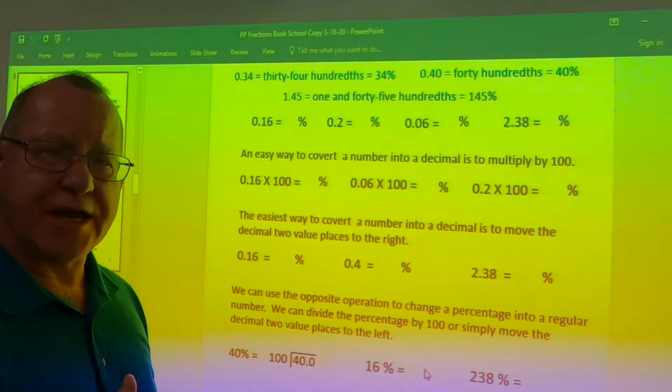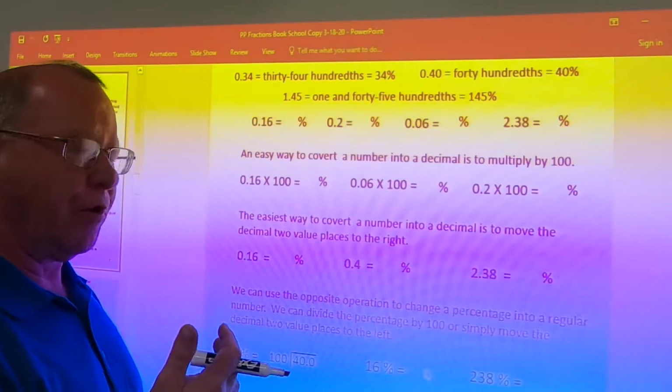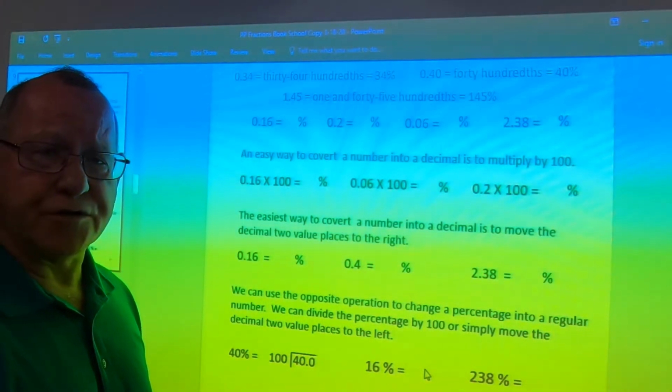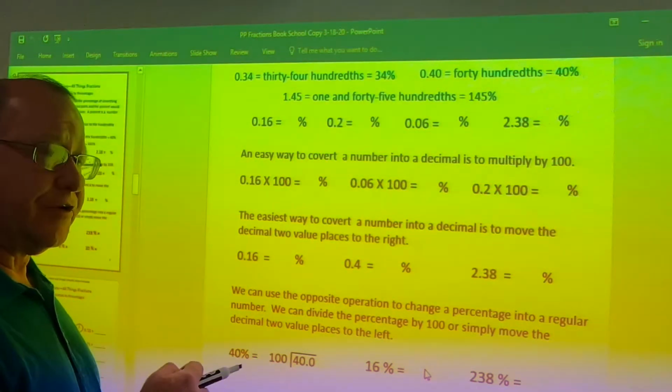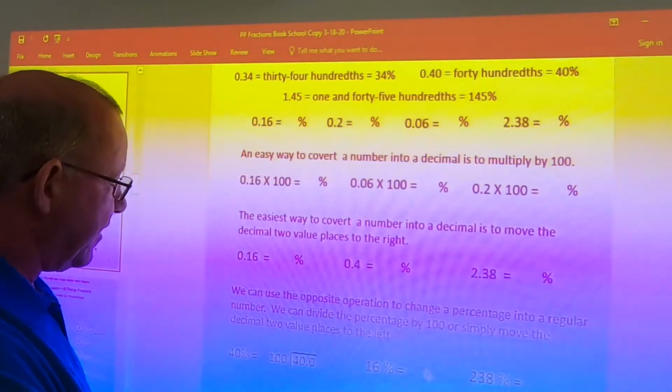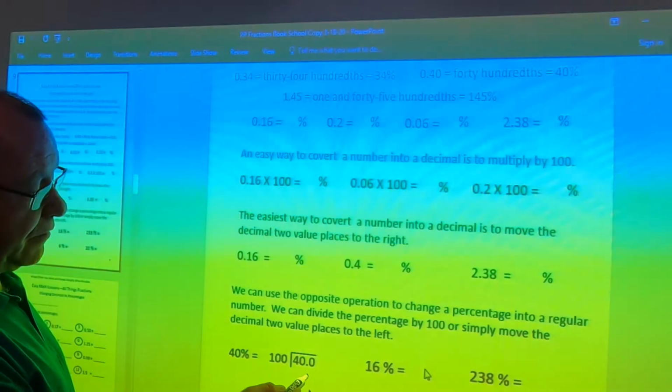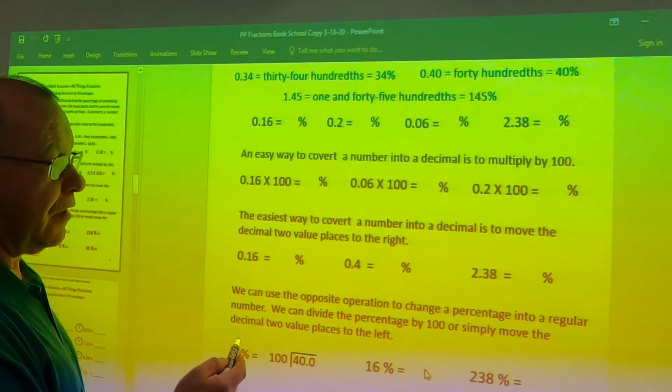Now, if I can change a decimal to percent by multiplying by 100, then I could change a percent back to a decimal by using the opposite operation. So I could just divide by 100. Now, that's not as much fun as multiplying, but I could still do it. Like 40%, that would be 40 divided by 100.